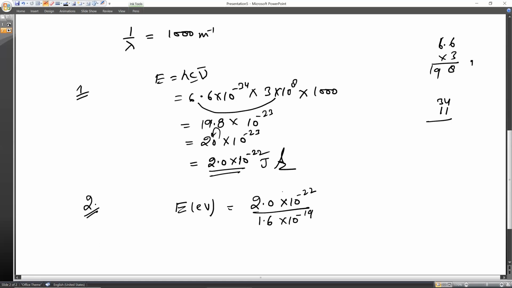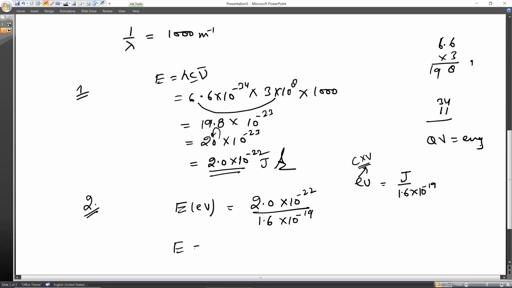Got it? Did you understand this? Yes. Okay, so whatever the energy is in joules, if you want to convert it into electron volts, you have to divide it by 1.6 into 10 power minus 19. Because the electron is carrying the charge, and charge into potential difference, Q into V, is equal to energy.